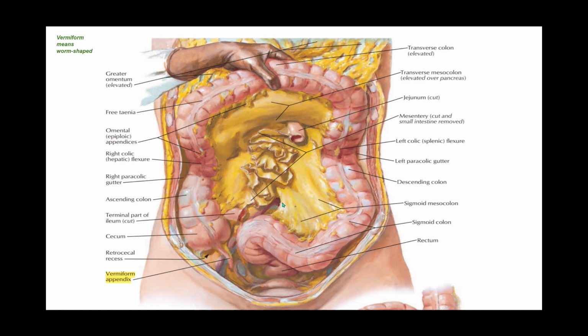Okay, so that's how it looks. It's actually attached to the cecum. It develops from the cecum. And right there, we can see the ascending colon, the transverse colon, the descending colon, the sigmoid colon, and we can see the rectum there. Okay, and that goes caudally as the anal canal.